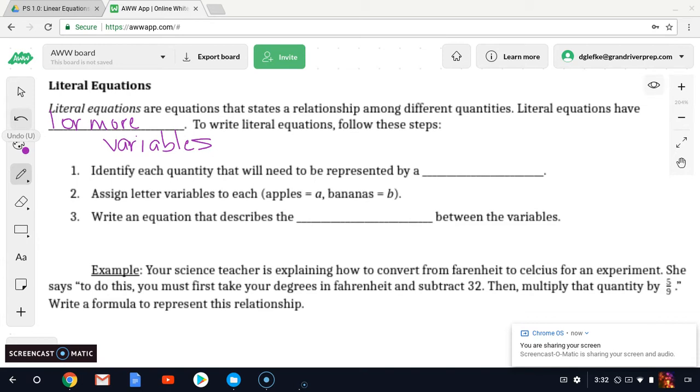So first, we want to identify each quantity that will need to be represented by a variable. Then we want to assign letters to those variables. So if we have apples, we could use A. If we have bananas, we could use B. We could still use X and Y, but we want to make sure that we're writing those on the side so we don't get confused and forget what variable means what. And then the last step is we want to write an equation that describes the relationship between the variables.